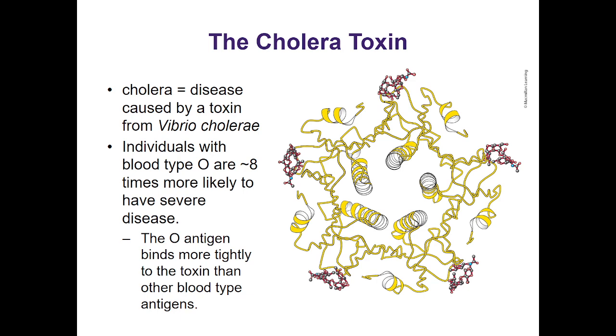So this is actually the cholera toxin. Cholera is a disease caused by the toxin from Vibrio cholerae. Individuals with blood type O are about 8 times more likely to have severe disease. The O antigen is going to bind more tightly to the toxin than other blood type antigens. And so this is sort of one of the reasons why we have these different blood types. Like you may go, why the hell? It makes blood transfusions really difficult, right? If we're all blood type O, that'd be way easier.